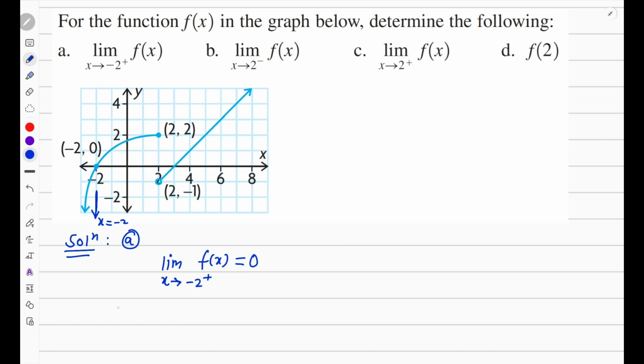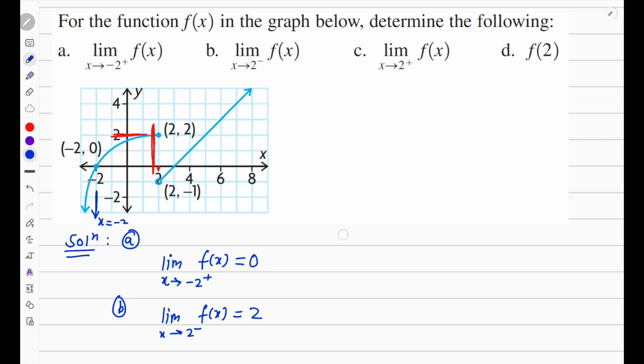And for b, x tends to 2 minus. So if you look at the 2 here, at 2 minus, it is slightly less than 2. If you look, 2 minus is slightly less than the 2. So the value at 2 minus will be this one. It will be 2.